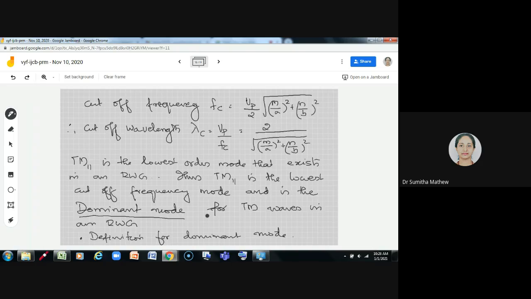And this lowest order mode, or the mode with the lowest cutoff frequency, is known as the dominant mode. Okay, you will always be asked to define the dominant mode, or you will be given the cutoff frequency for the dominant mode, which means you are not directly given m and n, but you know that TM11 is the dominant mode for TM. Okay, so what is the definition for TM dominant mode? It is the mode with the lowest cutoff frequency in a rectangular waveguide. So for TM waves, it is TM11. So learn the definition for dominant mode.